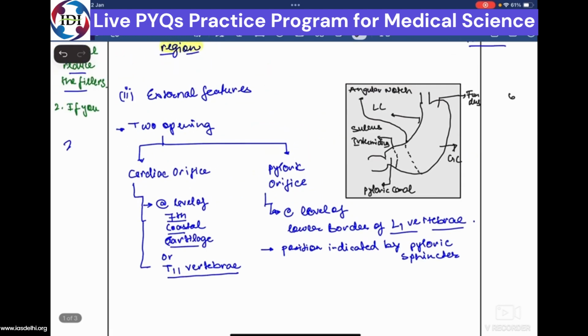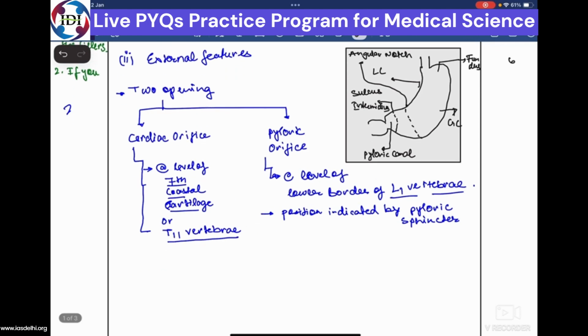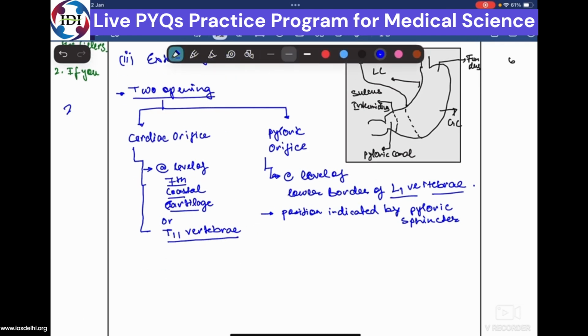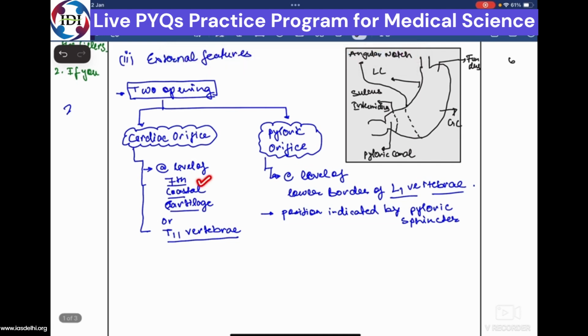Then it's better that on the very first page you make a small diagram. This is not a very nuanced diagram, but a very normal diagram just to give an idea to the examiner that you know things. Now here you make a heading that you are going to discuss the 2 openings. One will be your cardiac orifice, the other one will be your pyloric orifice. In the cardiac orifice, you are simply going to mention that it is at the level of the 7th costal cartilage or T11 vertebra, and your pyloric orifice is at L1 vertebra.